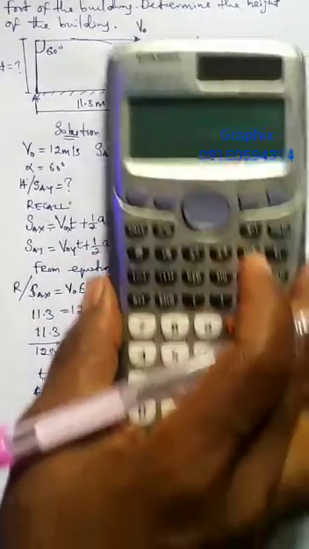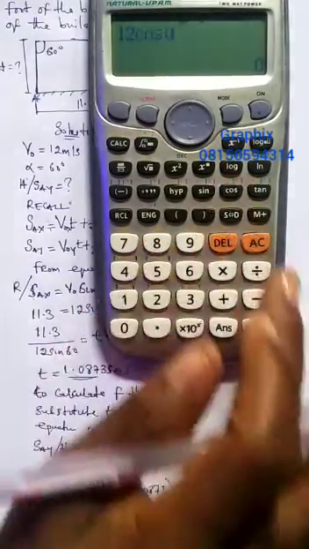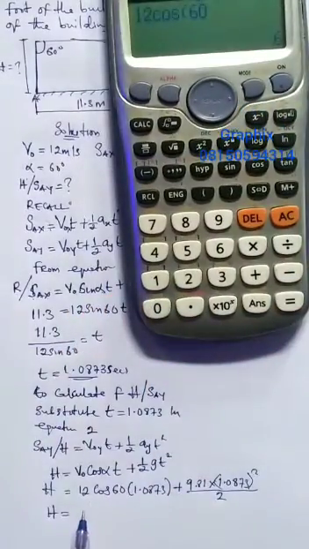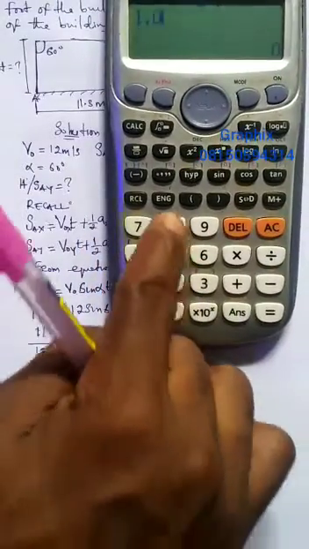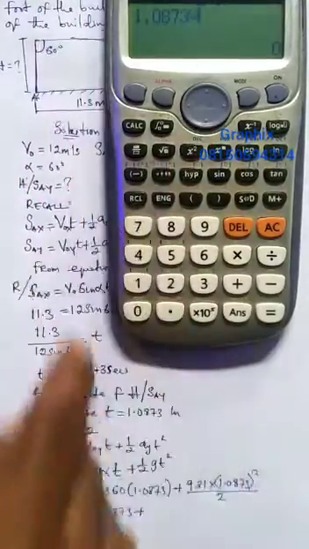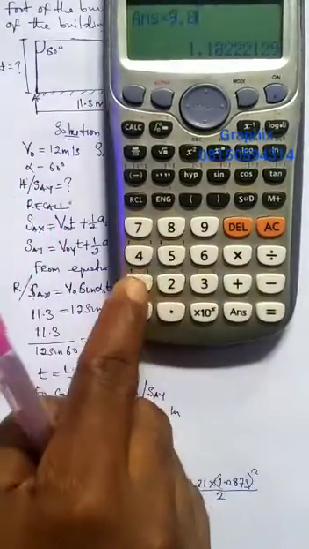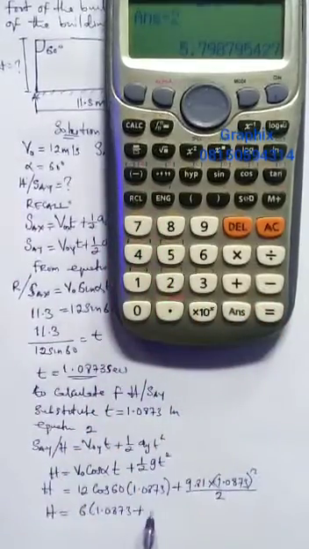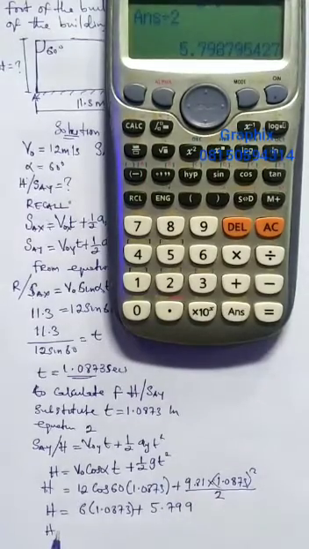If you look at it very well, 12 cos 60 will be 6, into bracket 1.0873, plus 1.0873 all squared, multiplied by 9.81 divided by 2, is giving me 5.799.